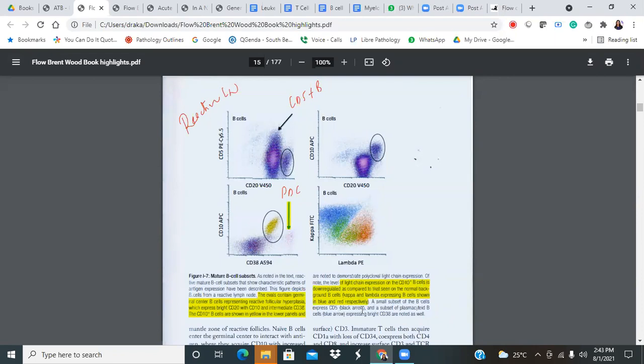A small subset of B cells can express CD5. That's the black arrow. And a subset of plasmacytoid B cells, so these are not PDC, these are the plasmacytoid B cells, will express bright CD38. So the plasma cells will be CD38, but these are the plasmacytoid B cells, not the plasmacytoid dendritic cells.